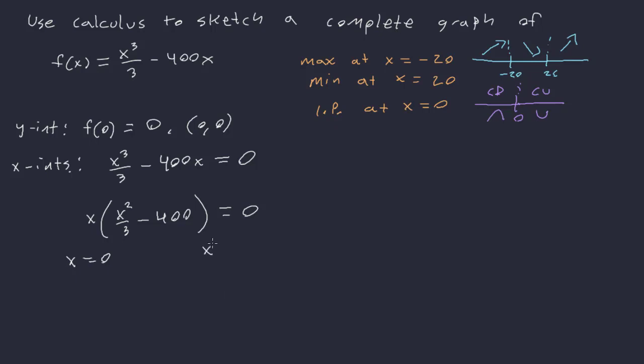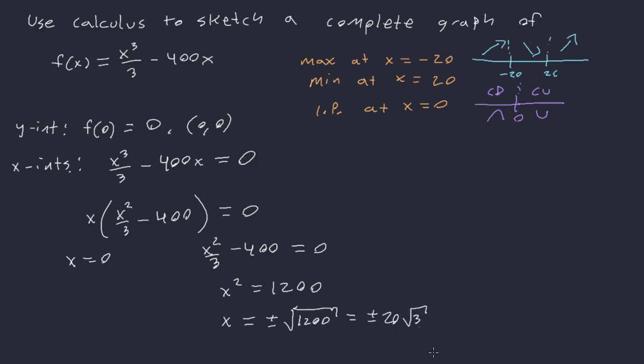Okay, and then we will also have x squared over 3 minus 400 is equal to 0. Okay, so x squared is equal to 1200. Right, so x is equal to plus or minus the square root of 1200. Of course, we can actually take the 400 out and get that this is plus or minus 20 times root 3, okay, which is about plus or minus 34.64-ish.